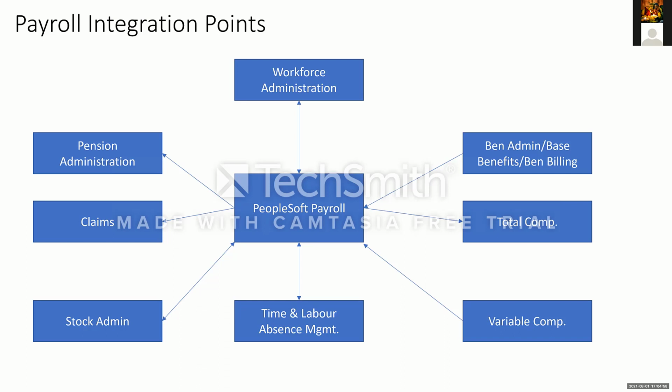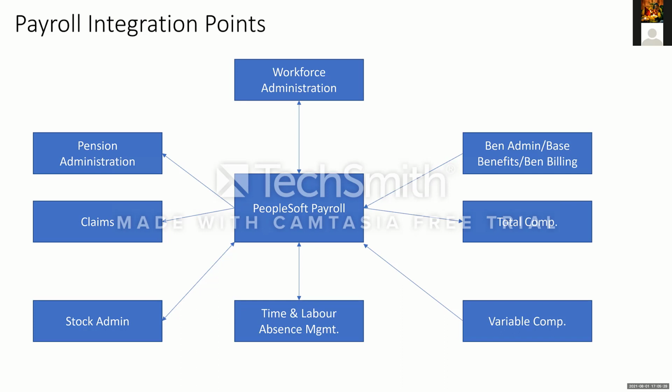Then comes time and labor. It is an input as well as output, because based on the absence management data and time and labor, the time sheets, everything, we have to calculate the payroll. They also have certain claims, right? Claims is also an output where the respective employee gets certain things. If I relocated from one location to another location, then I get some reimbursement claims, right? Those kinds of things.